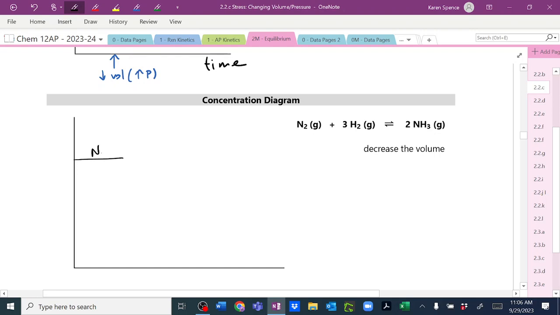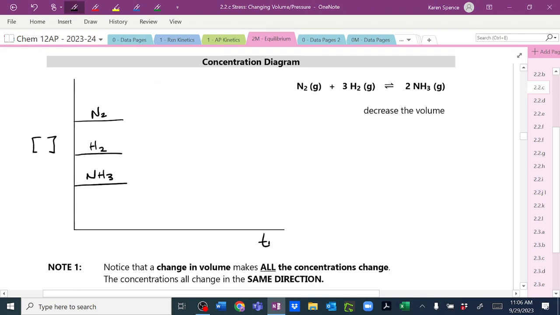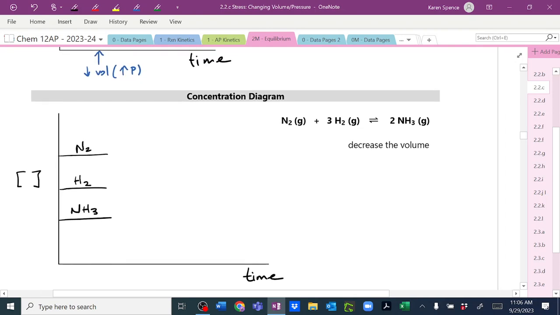Okay? But we have N2, H2, NH3, concentration, time, and here we decrease the volume. What happens to the concentrations when we decrease volume? Tell your partner.